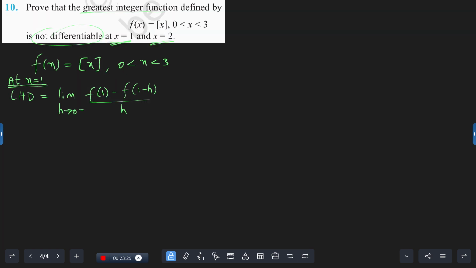Now you can replace this. Limit h tends to 0 minus f of 1, where you have to substitute in the greatest integer. Greatest integer 1 minus, in the greatest integer 1 minus h, whole divided by h. What is the greatest integer value of 1? 1. Very good. The greatest integer value is 1.